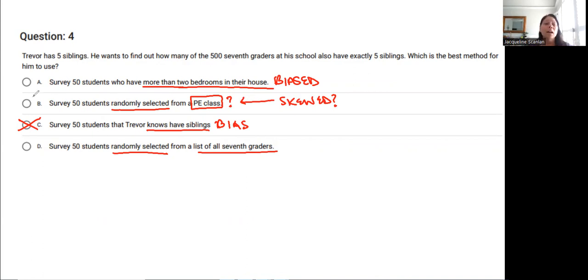So because of that, I'm going to eliminate choice B because I do think it's biased. It's only pulling from a certain part of the population. And I'm also going to eliminate choice A because it's only pulling from a certain part of the population, right? This population has more than 2 bedrooms in their house. So I'm eliminating a whole bunch of other people that may not have more than 2 bedrooms in their house. Just because you have more than 2 bedrooms, that's not the only way you can have 5 siblings. You can still have 5 siblings and still have a 2-bedroom house, or a 1-bedroom apartment for that matter. So I'm going to eliminate that one because it is not the best method.